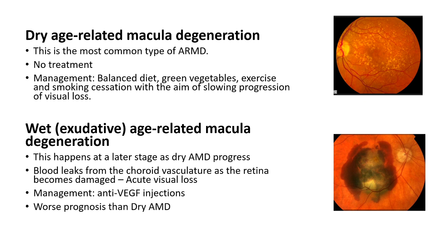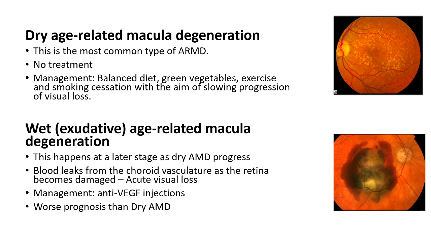Dry is the commonest type, and the main findings are the drusen. Unfortunately, the progression of visual loss is irreversible. Management is focused on slowing down the progression. This involves diet improvement, exercise, and smoking cessation.